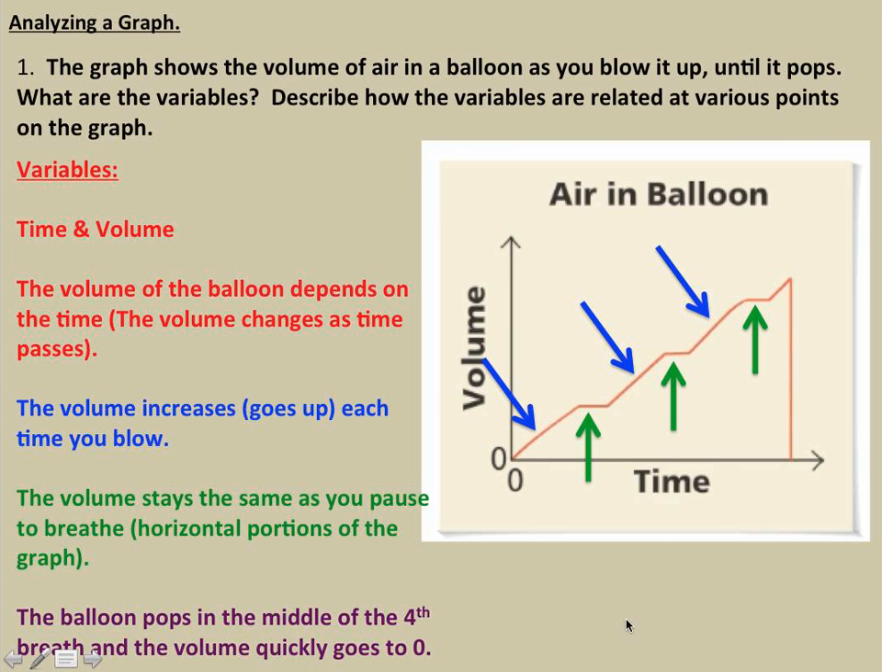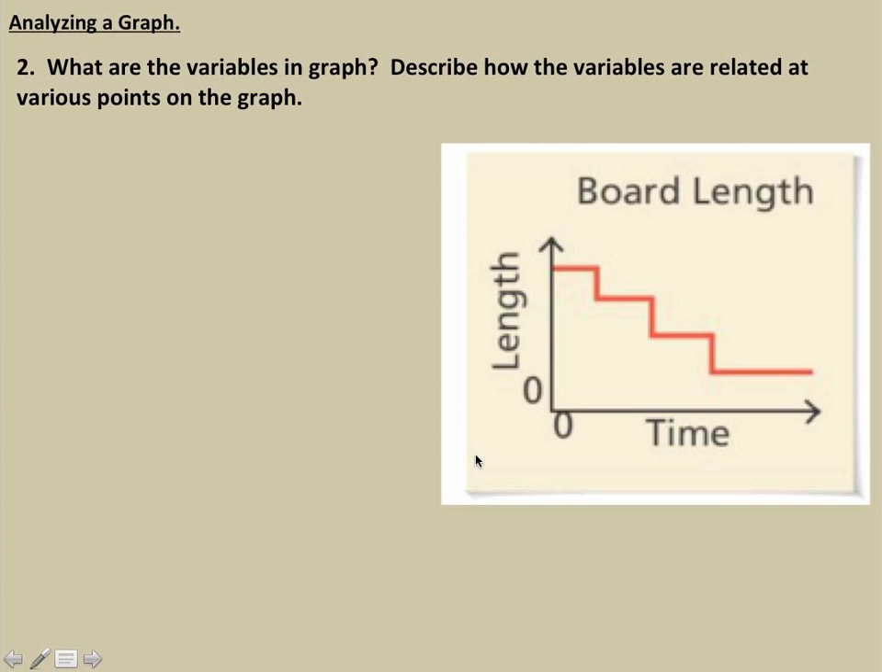The volume quickly goes down to 0. So at that spot right there is where the balloon broke. I was breathing into it, and then a boop, and then it quickly shot down back here to volume of 0. Okay? What are the variables in this graph? Describe how the variables are related at various points on the graph.